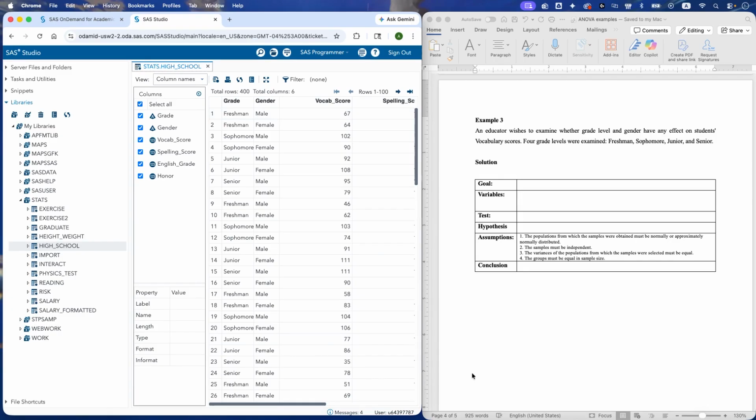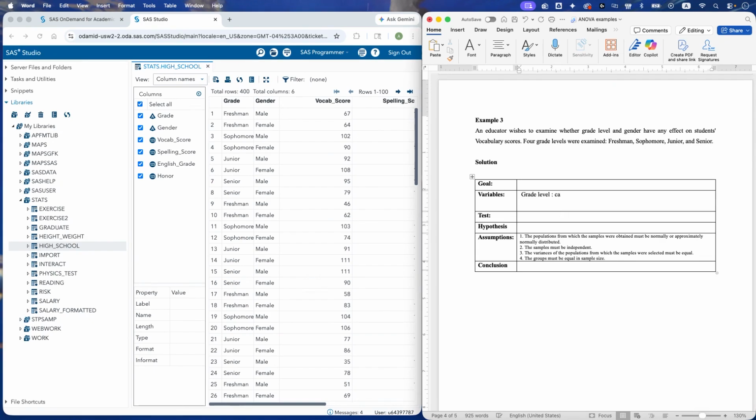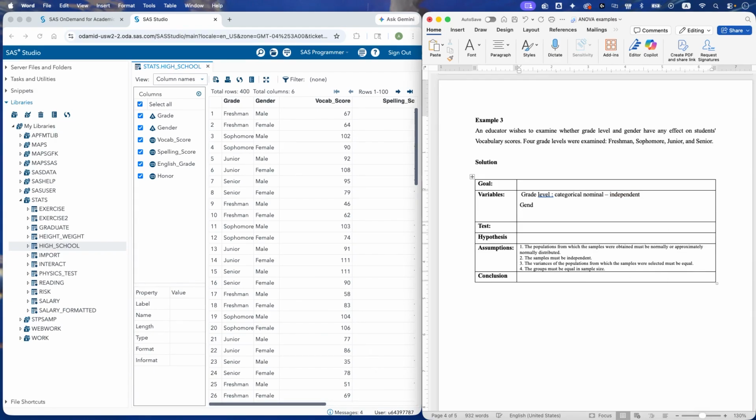So in this problem, we have 3 variables, not just one. Before we specify the goal, let me set up the variables, so we realize what kind of things we have before we decide. We have the grade level. This is categorical, nominal. It's an independent variable. Then we have the gender. This is also categorical, nominal, independent. It's binary, 2 levels. The grade level contains 4 levels, and this one has only 2 levels.